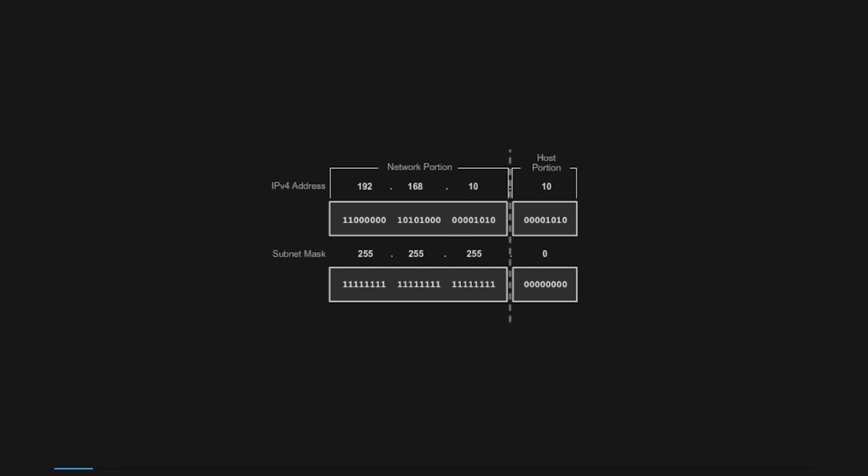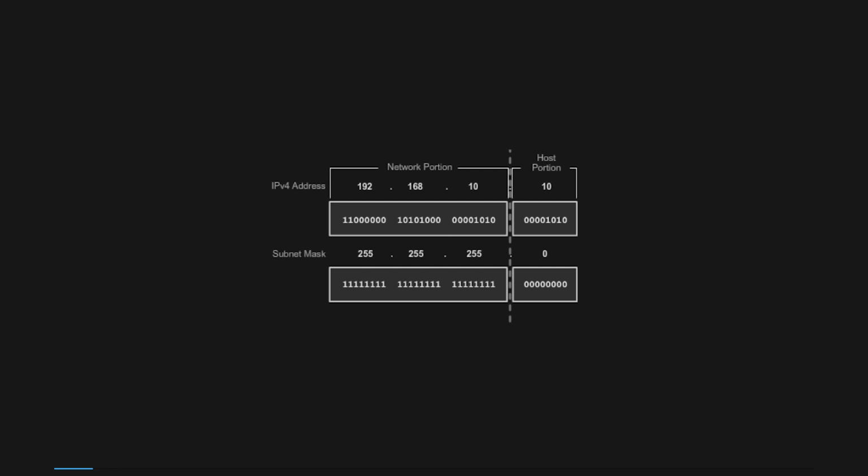To illustrate the concept of network ID and host ID within an IP address, let's consider the example of the IP address 192.168.10.10 with a subnet mask of 255.255.255.0. In this example, the IP address 192.168.10.10 represents a specific device within a network. The subnet mask 255.255.255.0 indicates that the first three octets, 192.168.10, represent the network ID, and the last octet, 10, denotes the host ID.